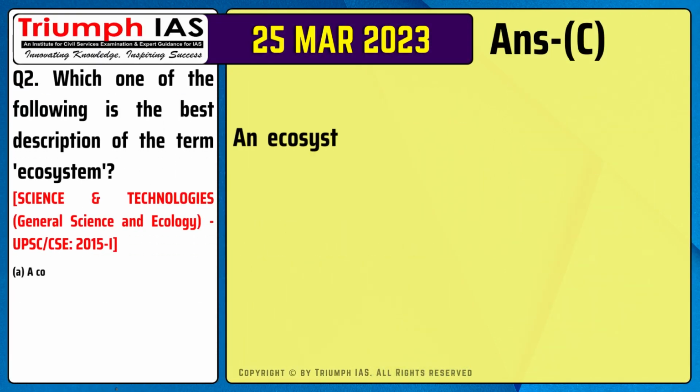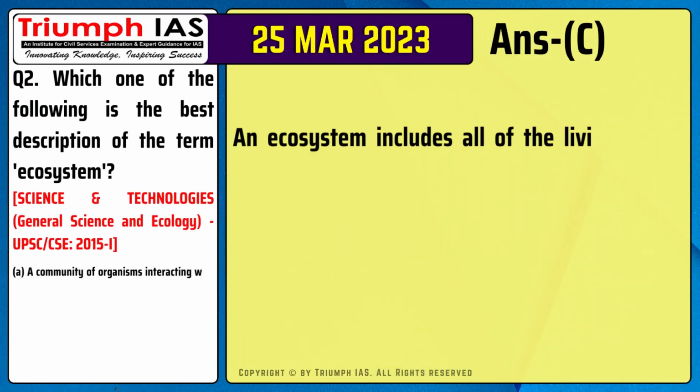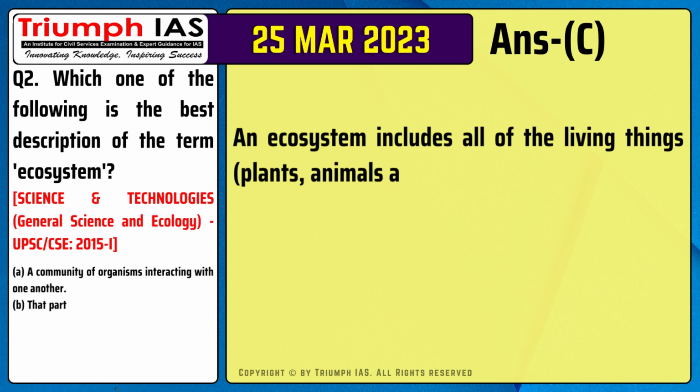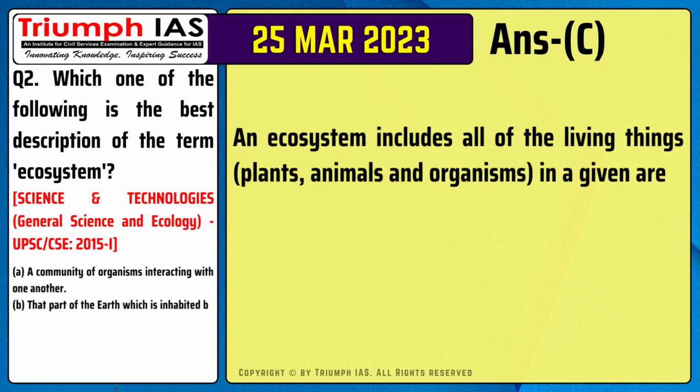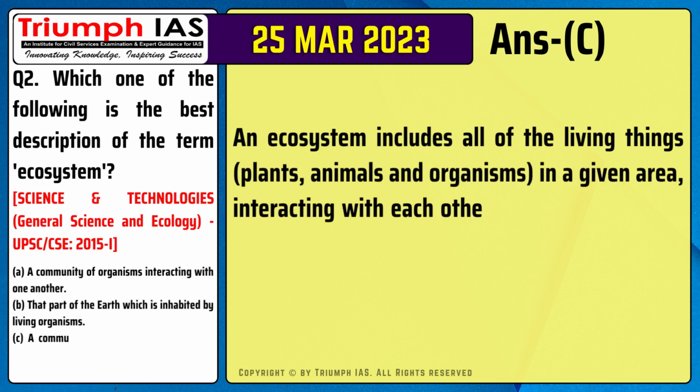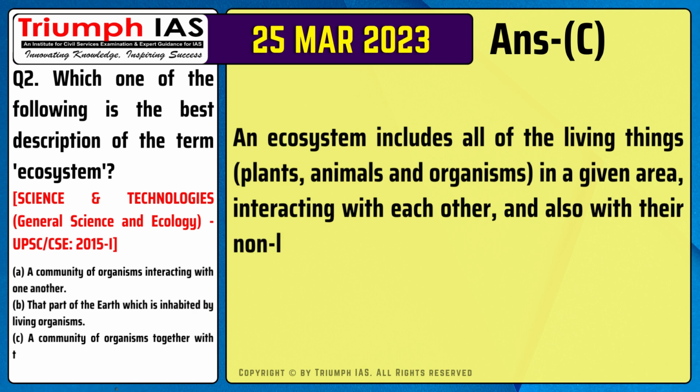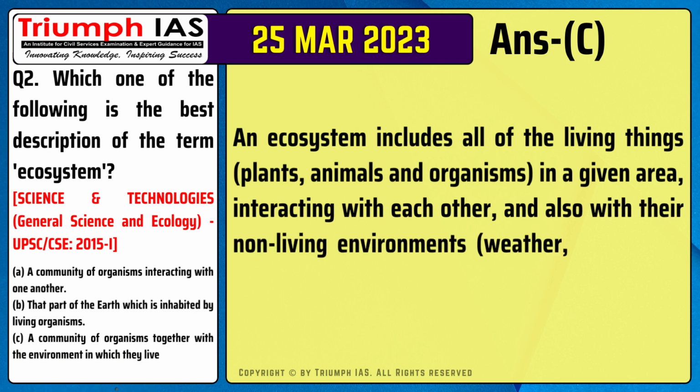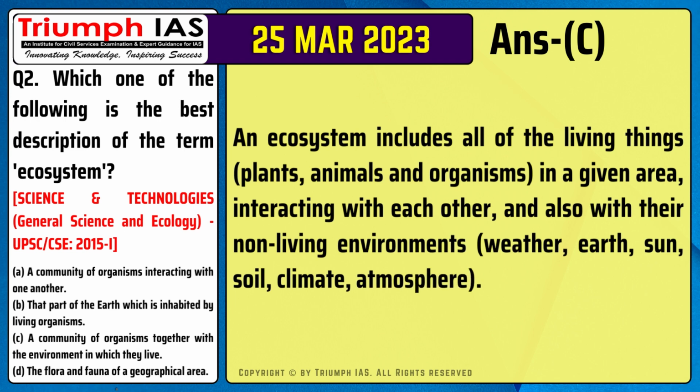The correct answer is option C. An ecosystem includes all of the living things, plants, animals and organisms, in a given area, interacting with each other, and also with their non-living environments: weather, earth, sun, soil, climate, atmosphere.